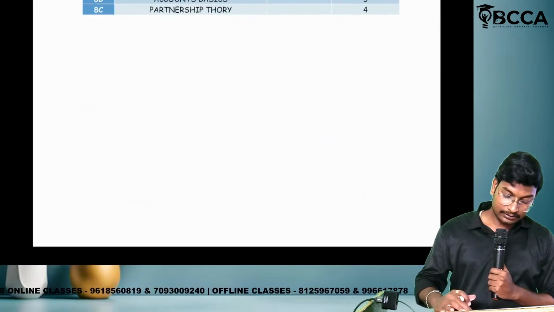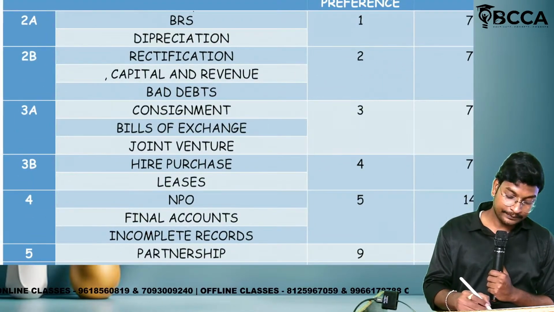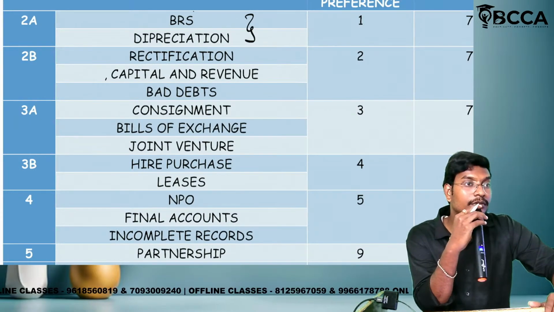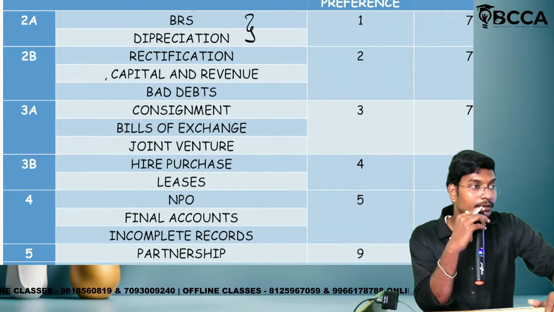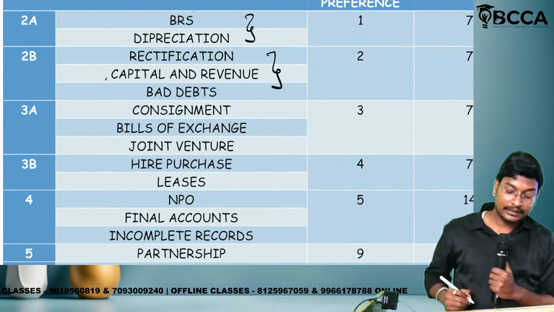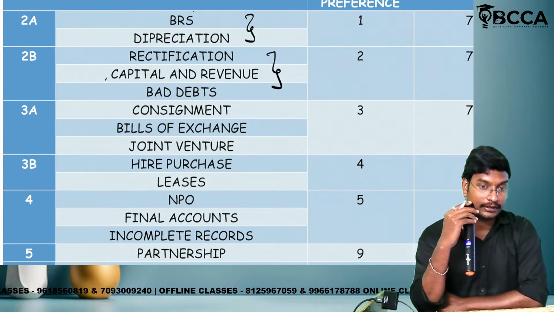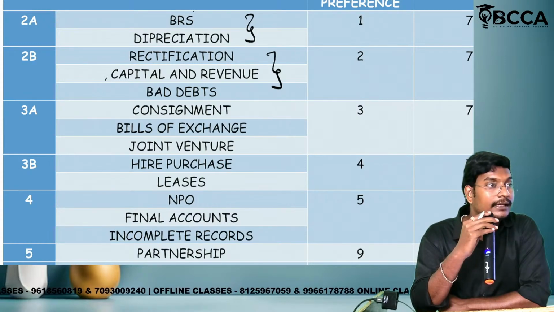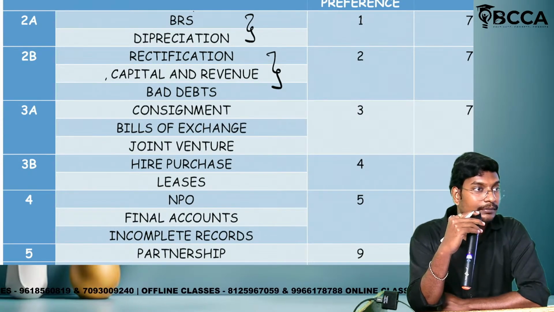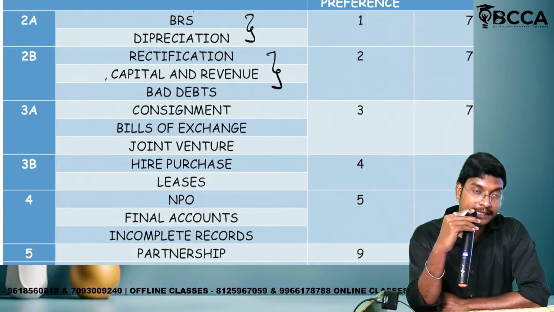In the second question, 2A, what topics will they ask, sir? In 2A, the compulsory topics are depreciation and BRS. From these two topics, they will ask one question in question number 2A. In 2B, they will ask rectification of errors or capital and revenue or bad debts. What is the meaning of bad debts? We will learn clearly in that chapter. These are the basics we already learned in CMA Foundation or CMA CAT. Okay, now once again I am going to repeat these topics because of how many marks we are getting.